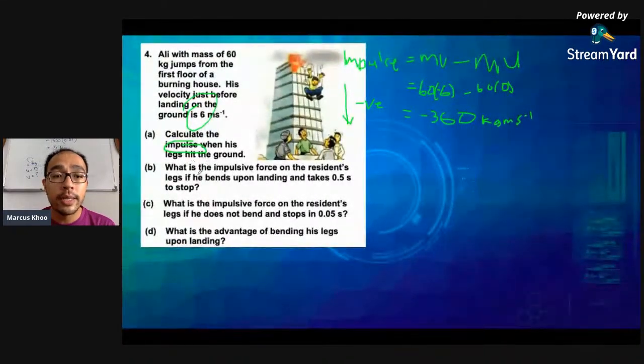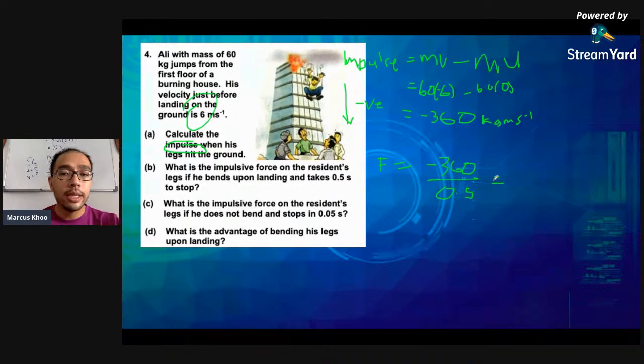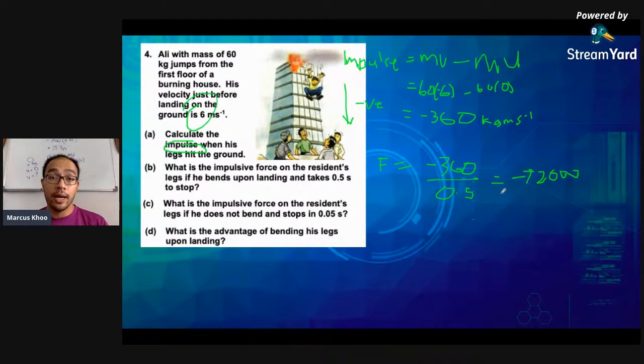So anyway, coming back to this, what is the impulsive force? Impulsive force is the impulse divided by the time. So F equals the impulse, negative 360, divided by time 0.5. Let's calculate this. 360 divided by 0.5 is negative 720 newtons. Negative 720 newtons is pretty small. It's about 70 kilogram kind of force. Imagine 70 kilograms pressing on you. That's the force of 720 newtons.